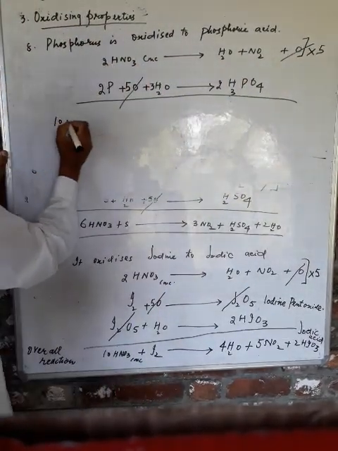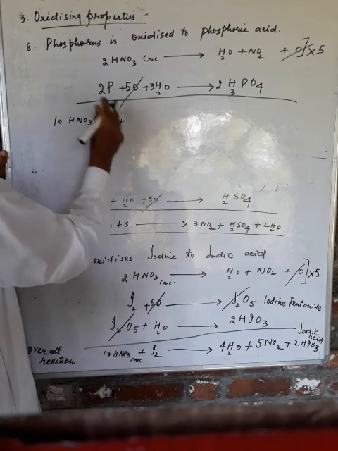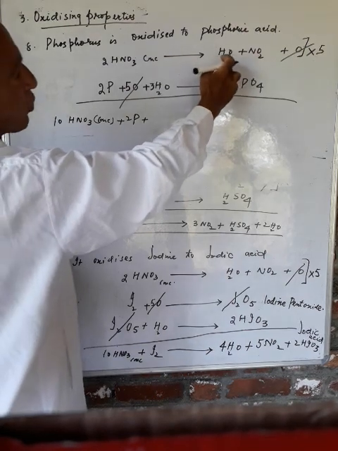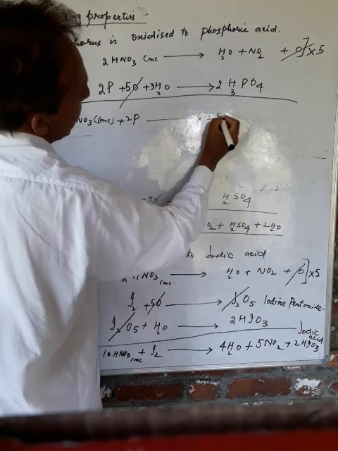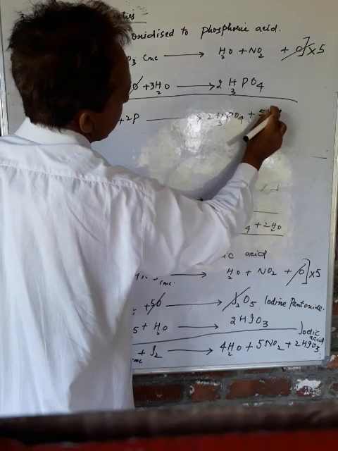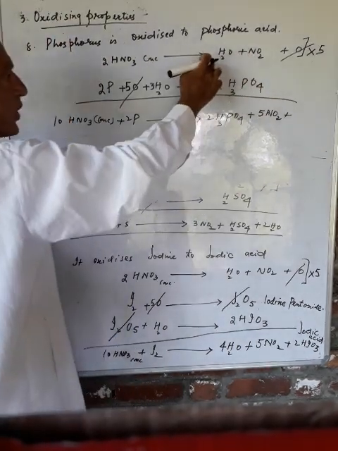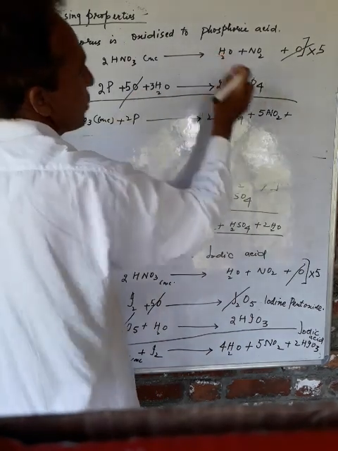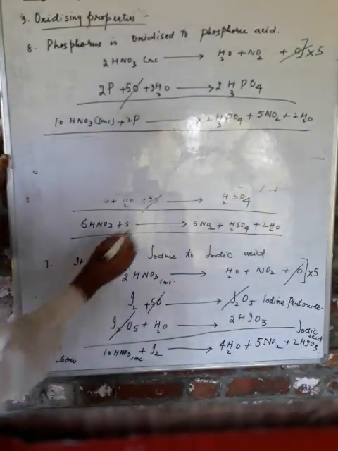So 10 times concentrated HNO3 plus 2 times phosphorus plus, here it is 3 times water, here it is 5 times water, 3 and 3 cancel, so 2 times water will remain, twice H3PO4 plus 5 times NO2. We have to multiply it with 5 times, 3 will be subtracted from the left hand side, so here 2 times plus 2 times water is phosphoric acid.